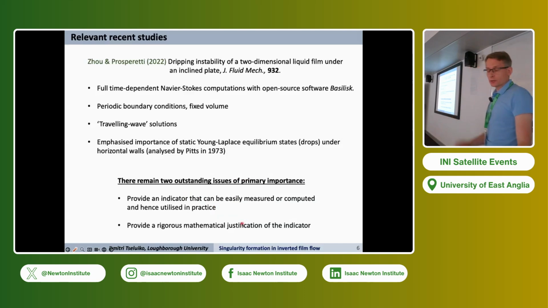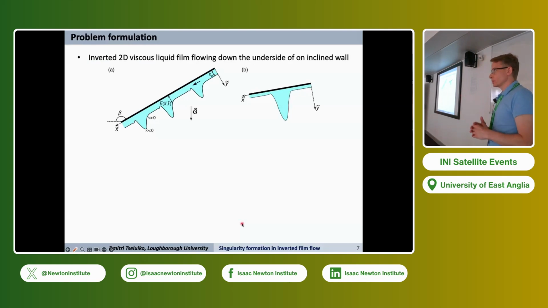So there remain two issues. The first one is to provide an indicator which can be easily measured and used in practice, and the second one is to provide a rigorous justification of such an indicator. And so we suggest to do this by computing traveling wave solutions. So here is the setup that we analyze.